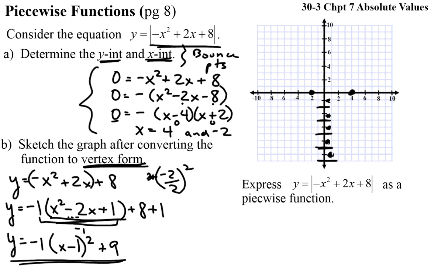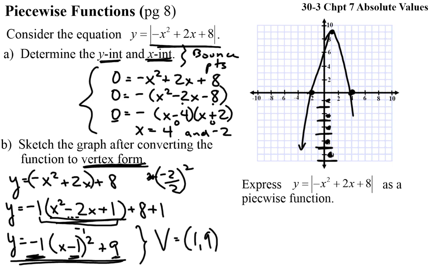Why is that helpful? Well, up here the x-intercepts gave us 2 points on the graph, our bounce points, and the vertex form gives us our vertex. Remember, the vertex is now at our p-value, which is 1, and our q-value, which is 9. So at 1, 9, we have our vertex, and we know that our a value is negative 1. It opens down, which makes sense. So there's our parabola through the vertex and through the x-intercepts. So that's y equal to negative x squared plus 2x plus 8.